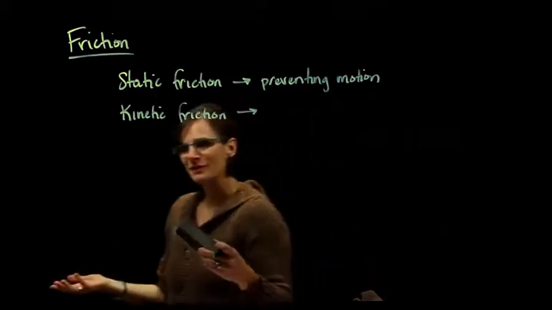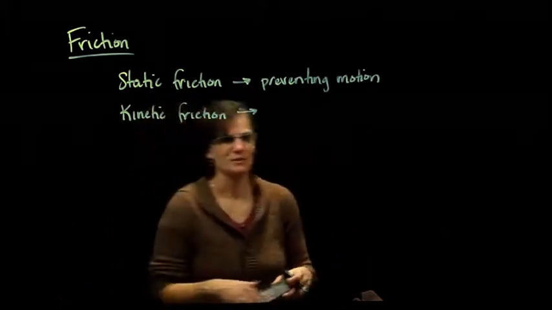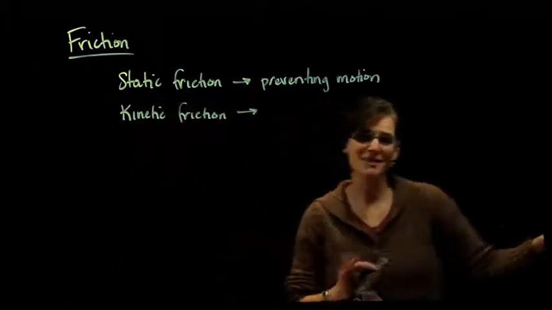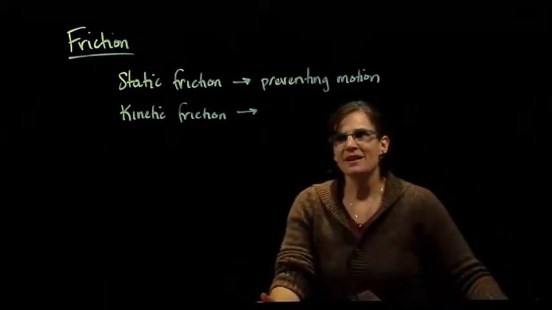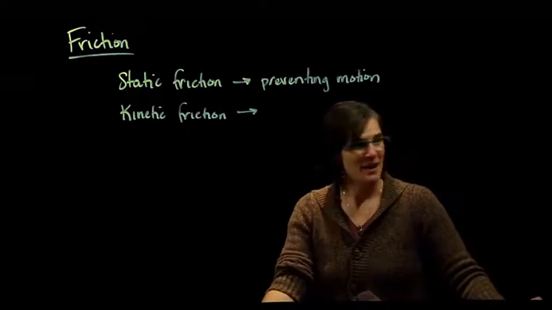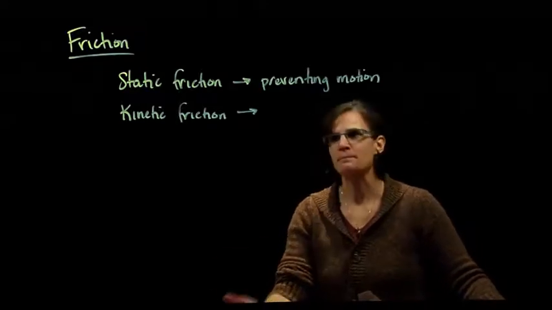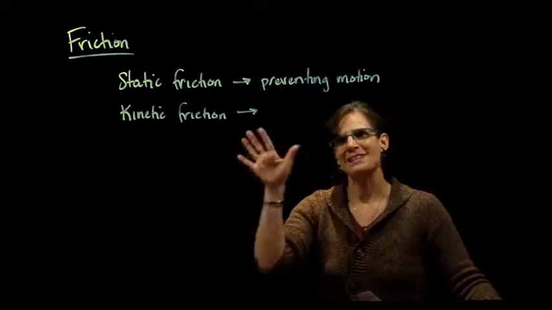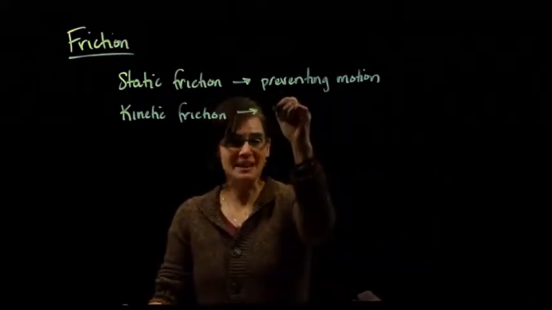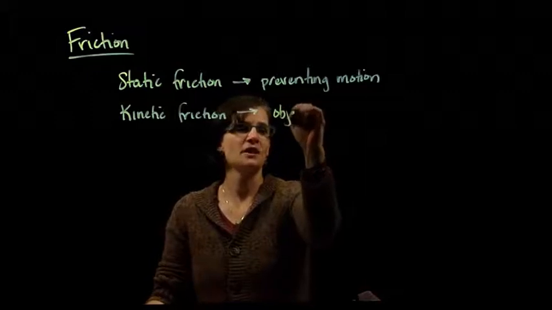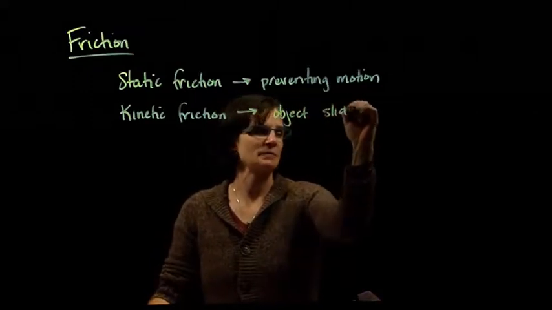If we roll a ball down a street, eventually it comes to a stop. If a baseball player slides into first base, eventually she comes to a stop. What's causing her to come to a stop has to be a force. She's changing her motion. That force is kinetic friction. So, kinetic friction occurs when an object is sliding.